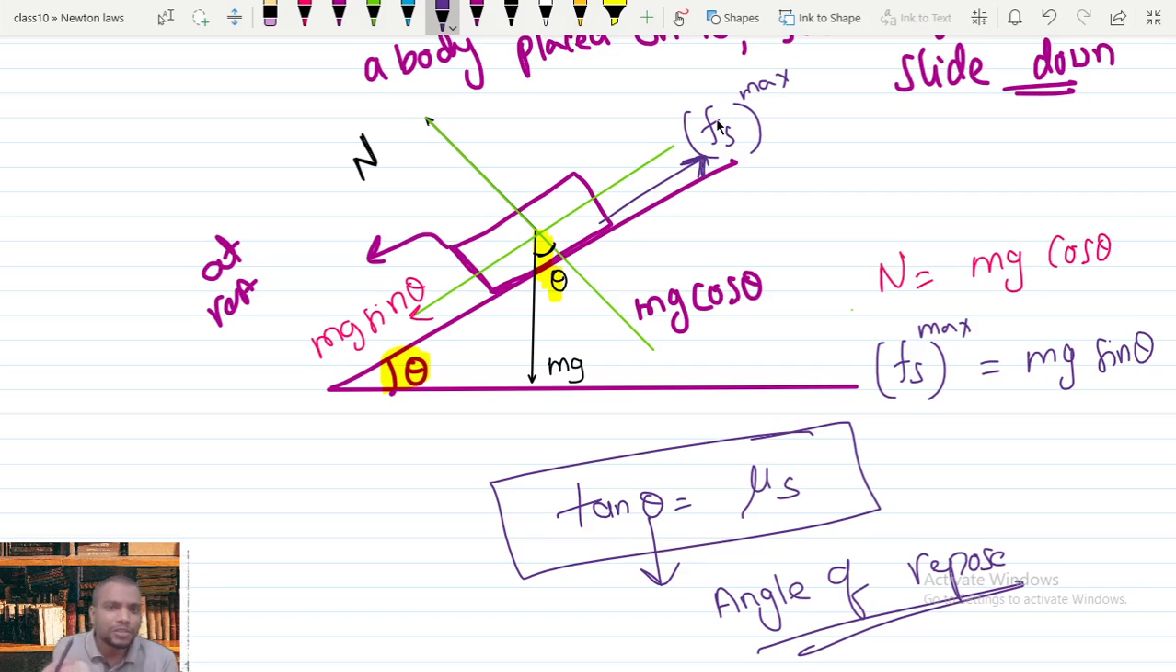So it depends upon the angle of repose. If the angle of repose changes, the block's motion changes from rest to motion. So instead of applying an external force on the inclined plane, we can tilt the angle, so that the angle itself causes the block to slide.